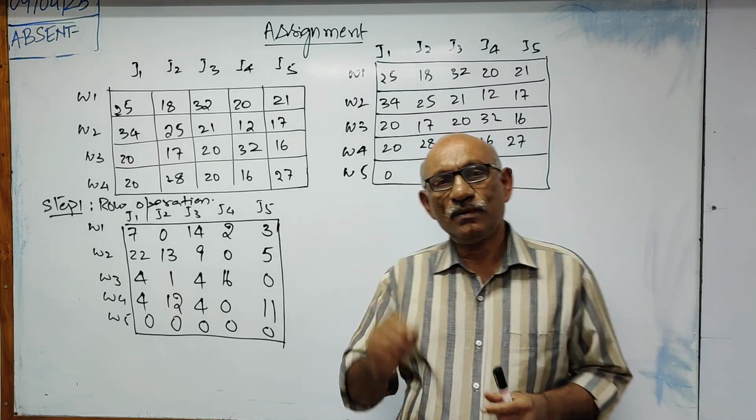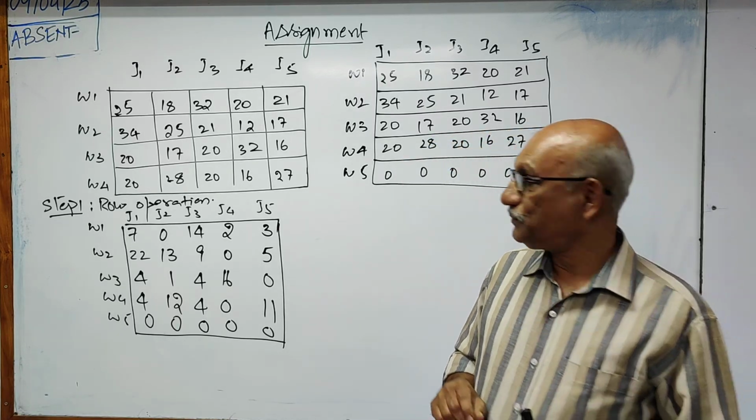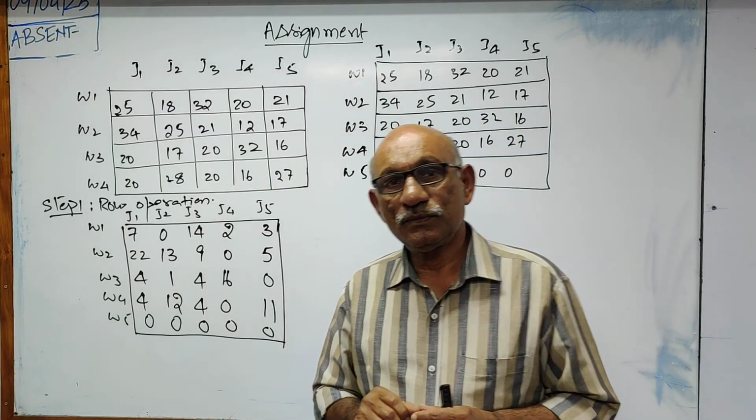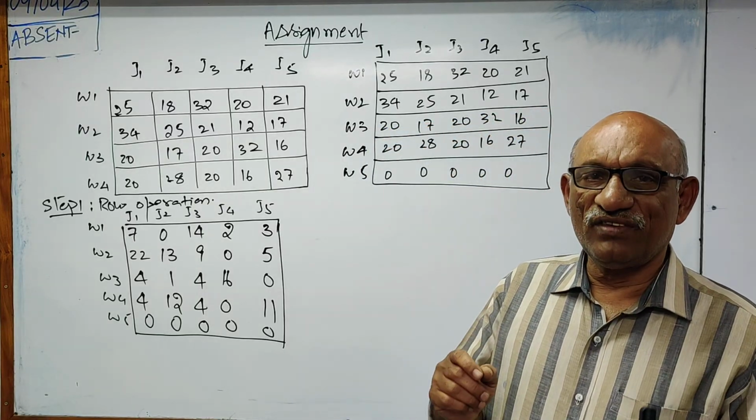Now let us start giving assignment. Starting with the first row, identify the row with exactly 1 zero.